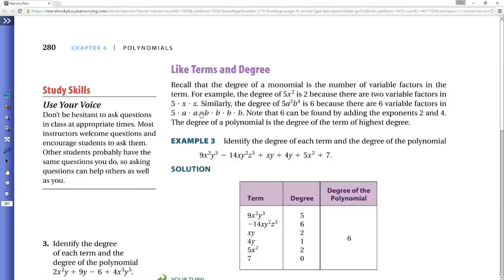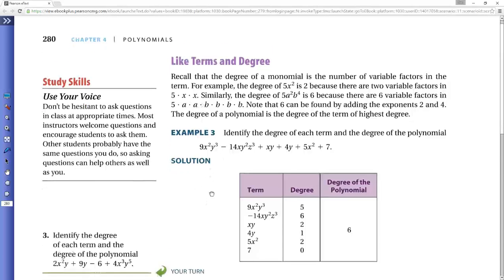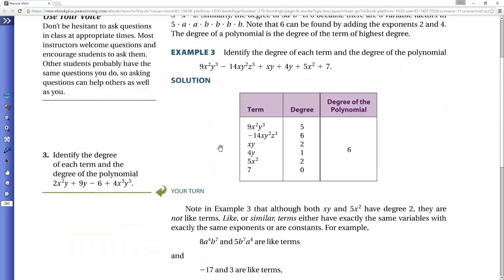Now, like terms and degree, we're going to talk about degrees of monomials or single terms, and then the degree of a polynomial. This example table illustrates it really well. If we have multiple variables in a term, like this 9x squared y to the third, what you do is add the exponents of the variables. So I have a 2 power and a 3 power, so this is a degree 5 term right here.